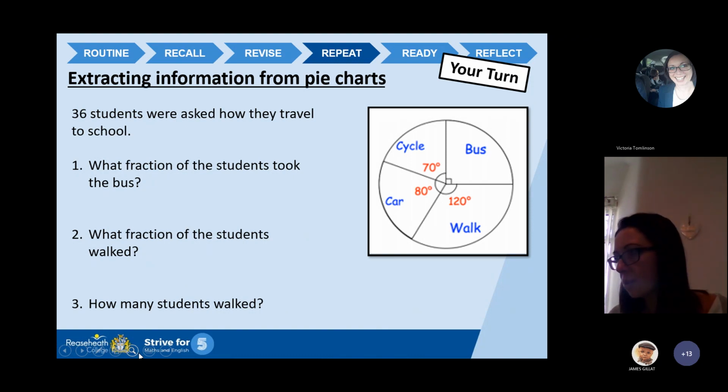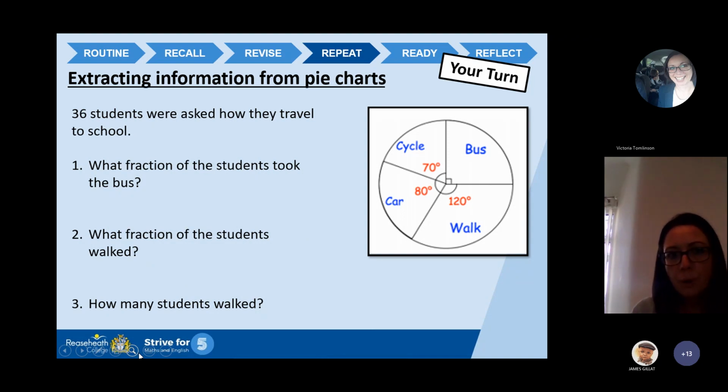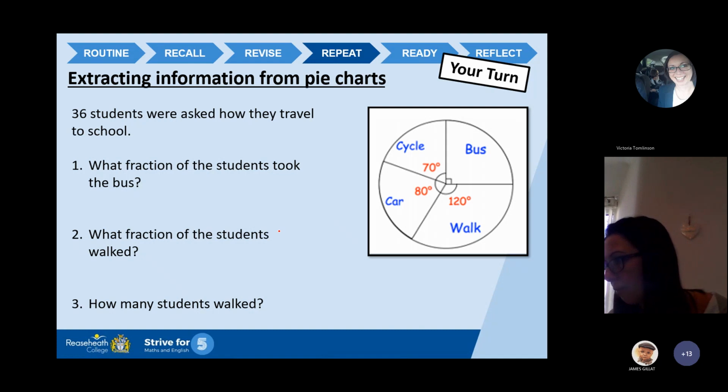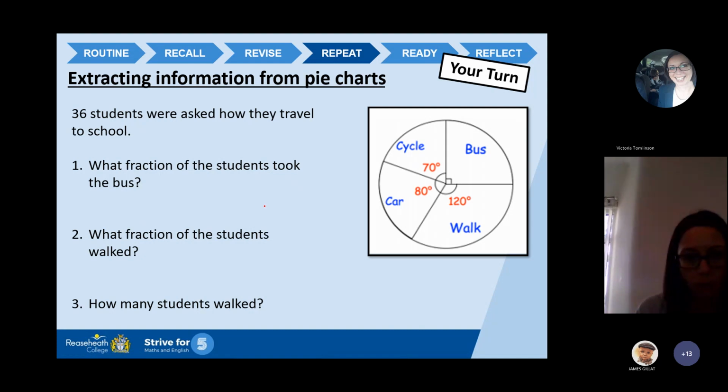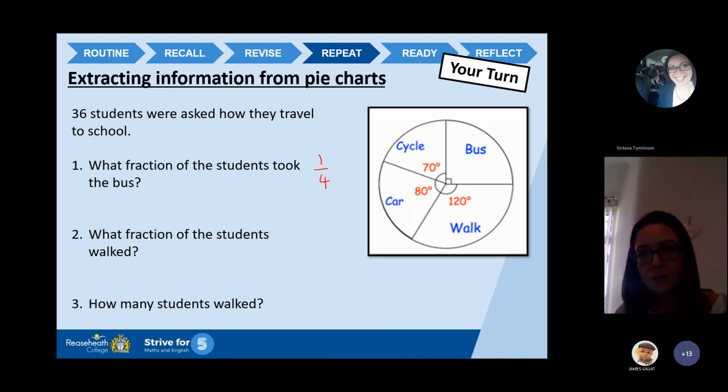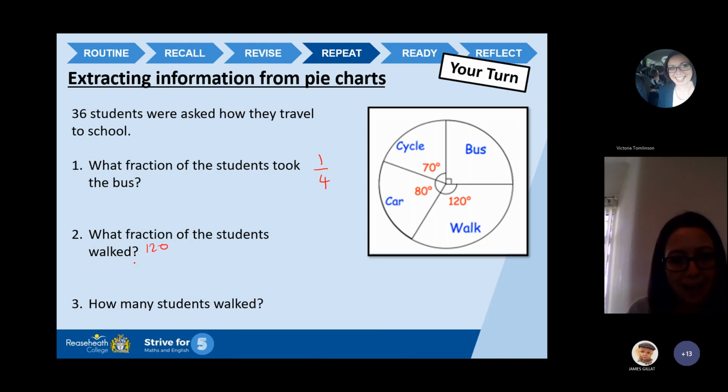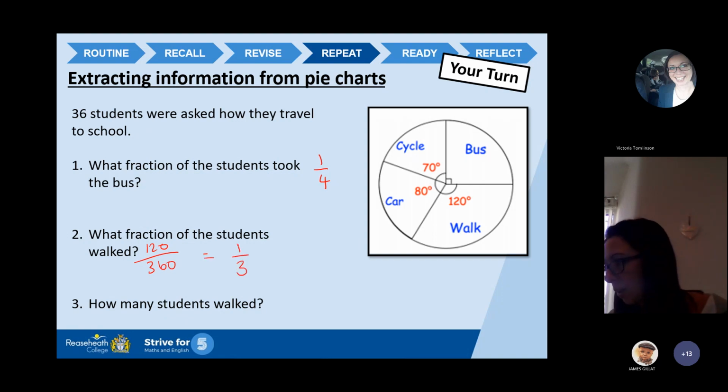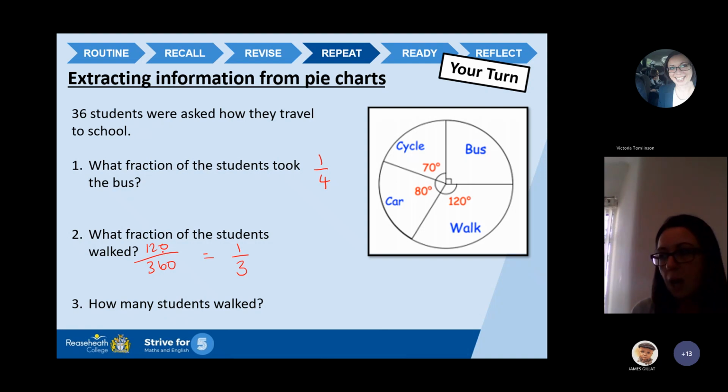So for question 2, we've got what fraction of the students took the bus. It's good that everyone's got that one. Every single one of you got that. Well done. A quarter. What fraction of the students walked? So we've got 120 out of 360, which simplifies down to a third, which most of you got. Brad, you've done 120 divided by 360, which is fine because that's actually what that is. If you'd done that on a scientific calculator in your exam, you would have got the answer as a third. So that's absolutely fine. 1/3. How many students walked?